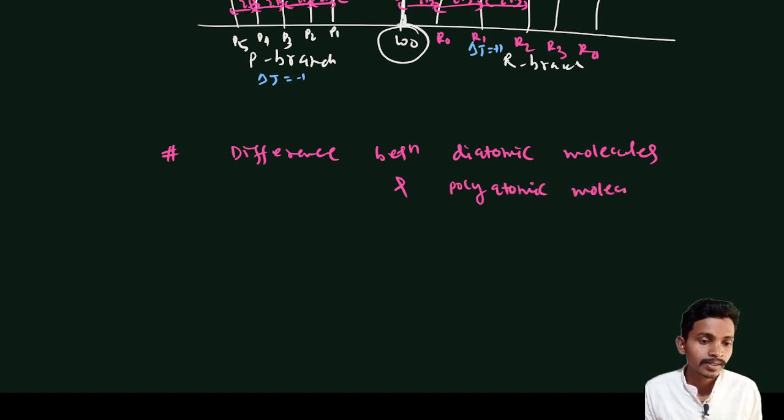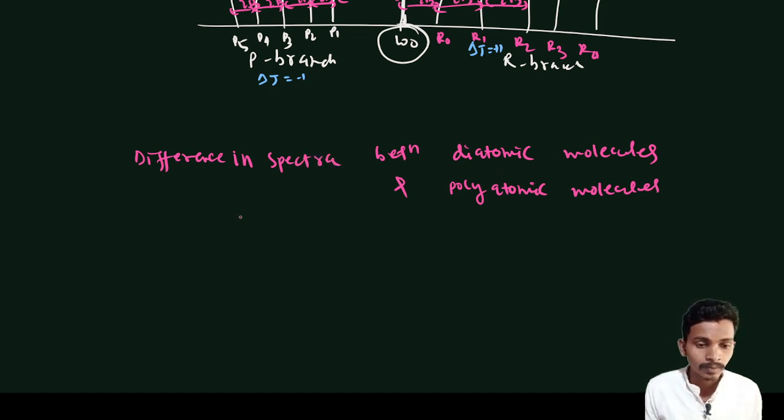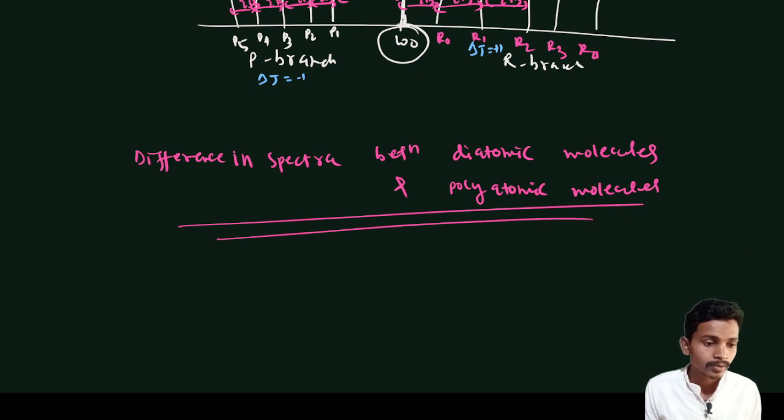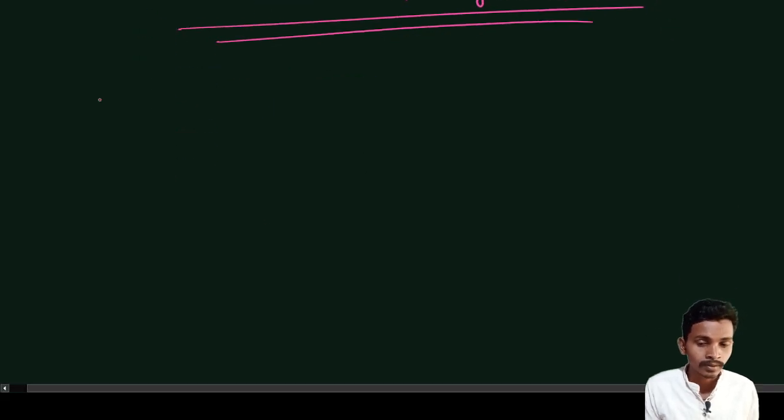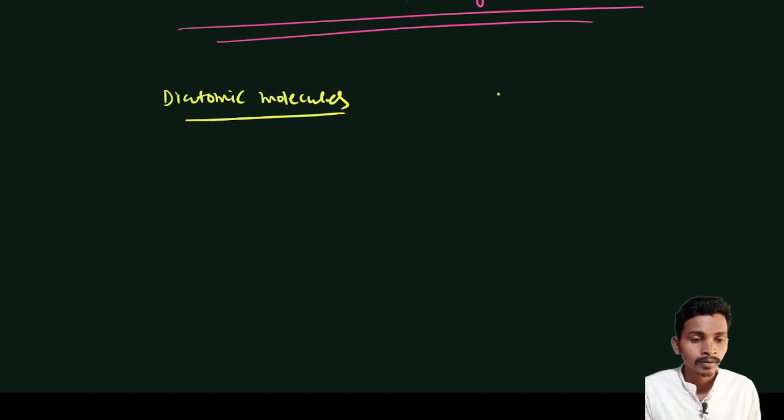So what are the differences in spectra? The difference in spectra between diatomic molecules and polyatomic molecules. The first difference is, here I will write linear. A diatomic molecule is always linear. Another is polyatomic molecules.